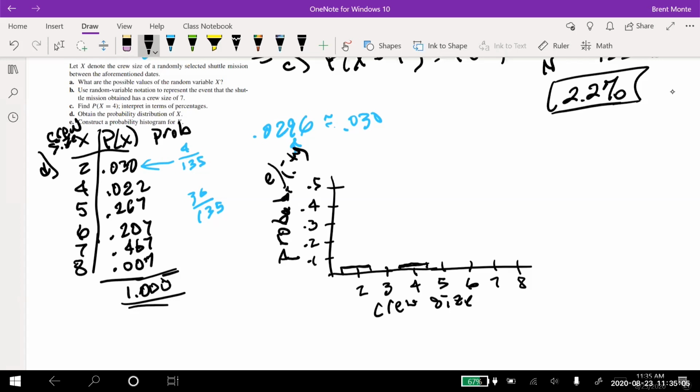0.267, okay, now we're a little bit past 2.5. Maybe something like that. 0.207, so just over 0.2. Maybe here. 0.467, so this one goes up pretty high, over 4.5. And then the last one, 0.007, so it's really low. And then I like to just fill these in a little bit.